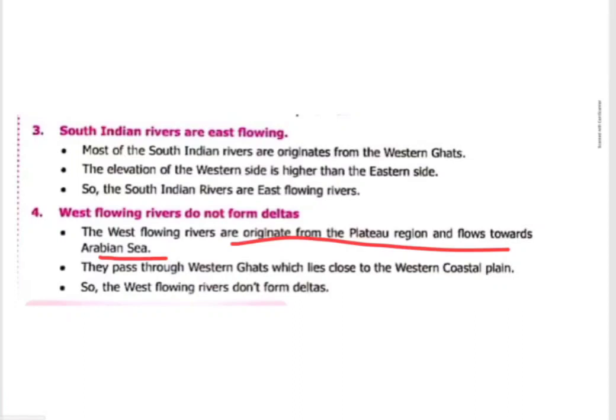So these rivers are only mixing with the Arabian Sea. They pass through the Western Ghats, which lies close to the western coastal plain. Mainly they originate from the plateau region, like I said, and flow towards the Arabian Sea. Moreover, the west flowing rivers pass through the Western Ghats, which is situated very close to the western coastal plain. So the west flowing rivers don't form any deltas. Yes, that's the thing, children.